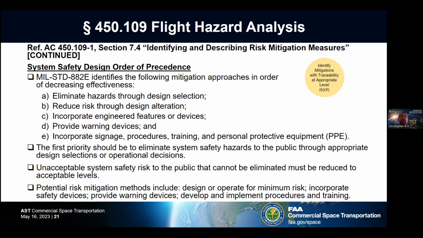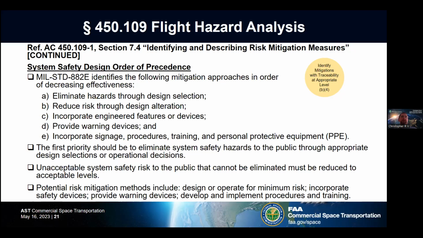System safety design order of precedence, in conjunction with 882E, must identify the following mitigation approaches in order of decreasing effectiveness, starting with eliminating hazards through design selection, moving to reducing risk through design alteration. If not, incorporate engineered features or devices, provide warning devices, and lastly, incorporate signage, procedures, training, and PPE.